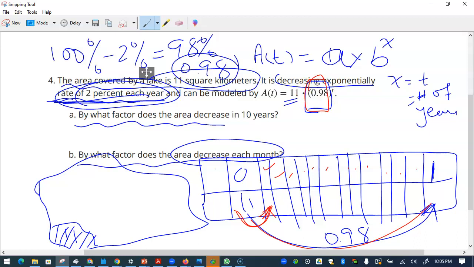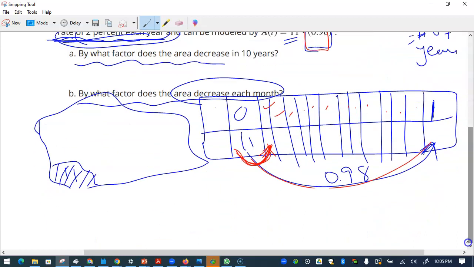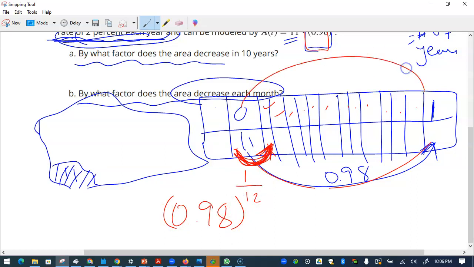So every month, let me write this one. This is the most confusing part. Every month will be 0.98 raised to 1 over 12, because from here to here, 1 year, it is 0.98, but if it is every month, because it has 12, you have to divide by 12. So this is the most important part.